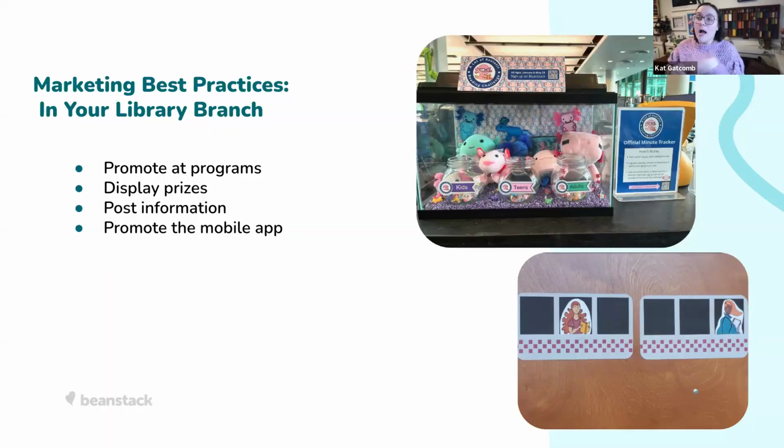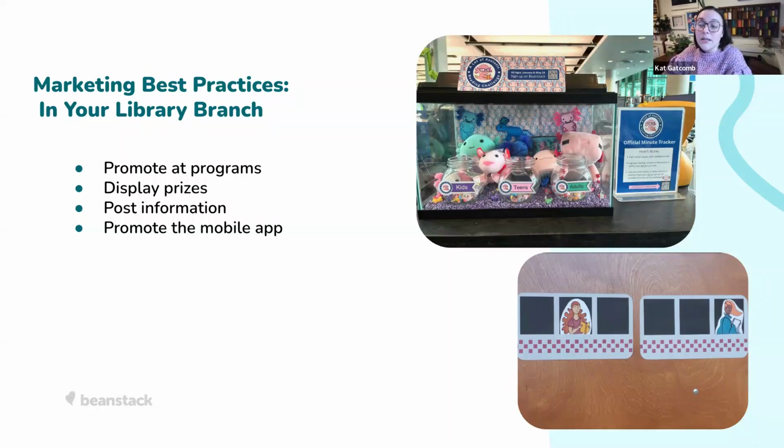So a few ideas here. First, promote at all of your programs. So if you have book clubs, this is a great correlation because they're already reading, right? But at things like story time is a great place to promote 1,000 books before kindergarten, for example. So really building it into your start of the program little intro to remind people what challenges are running at Beanstack. I just mentioned this one, display prizes. So having that prize out on display for your monthly raffle, or if it's summer, for your summer prizes, is a great way to remind people what's going on and kind of show them what they can win.